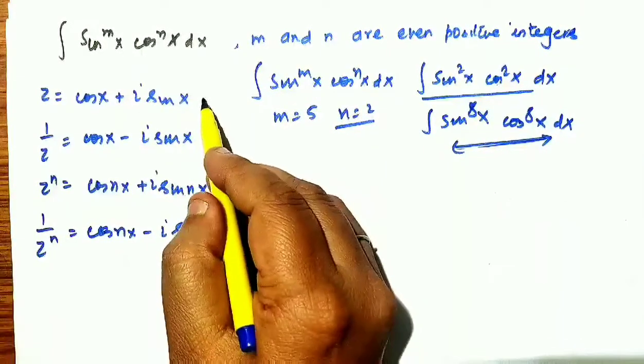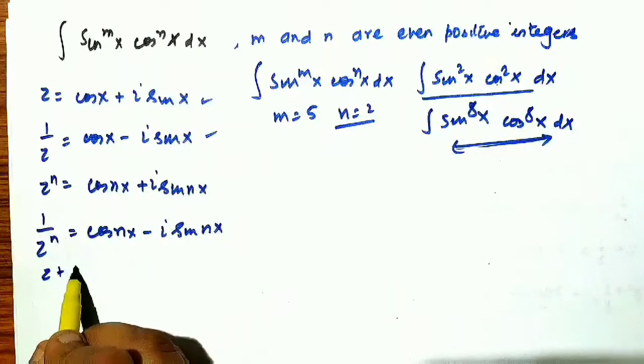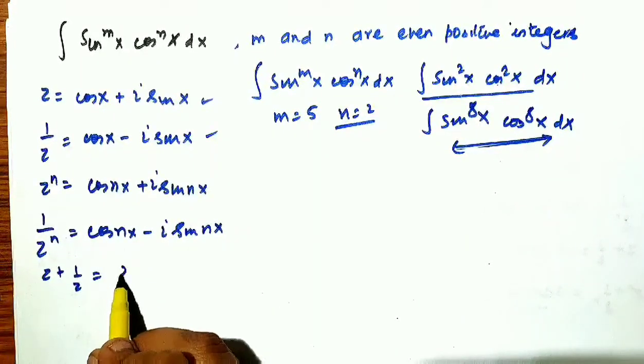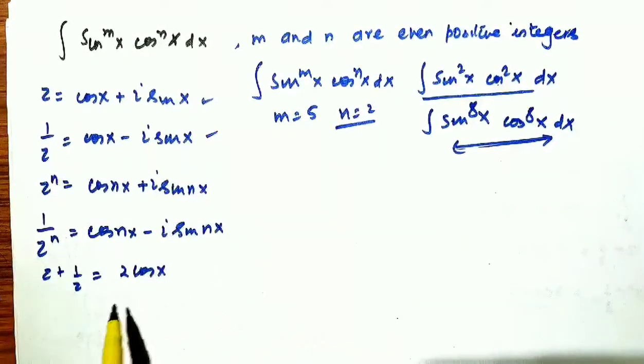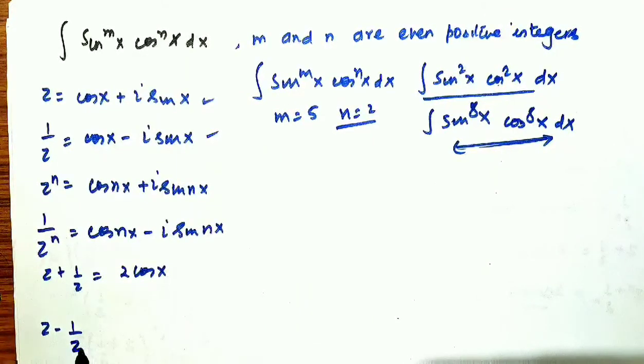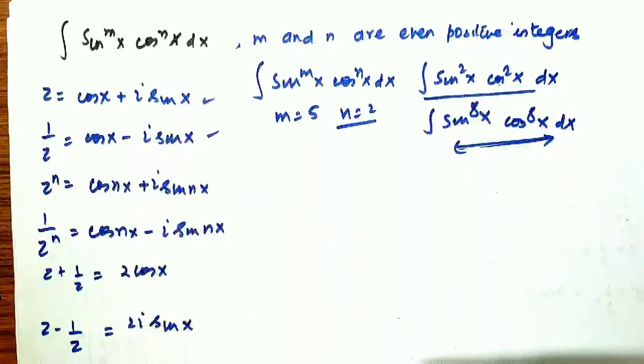If I add 1 and 2, then I will get z plus 1 over z, which gives 2 cos x. It's very simple. In a similar way, if I use z minus 1 over z, then it will become 2i sin x. That's very easy. One time you add these two equations and one time you subtract them to get these values.